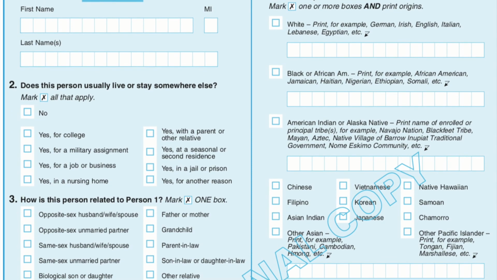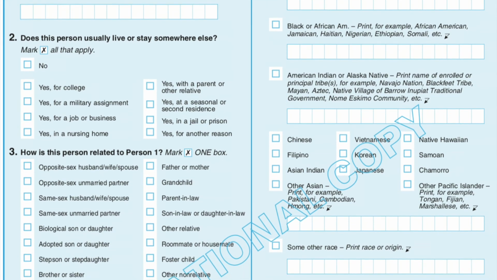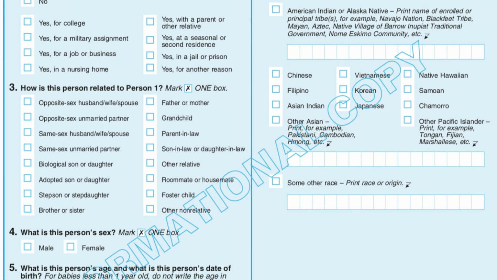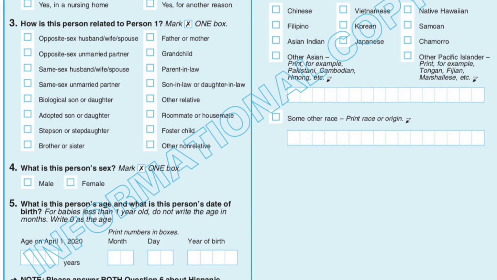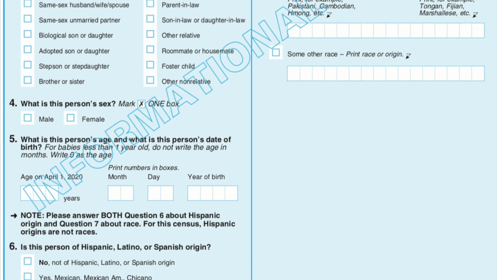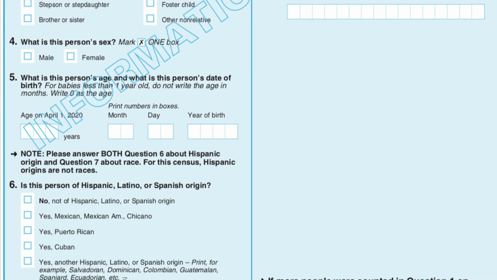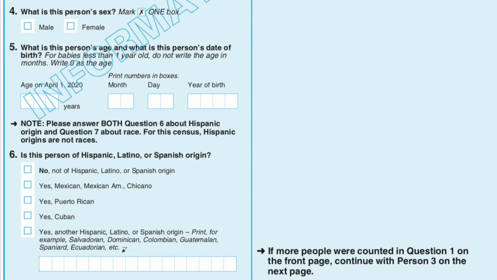That concludes the questions for person number 1. Now person number 1 will count for every other person living in that household as person number 2, 3, 4, however many until all the people in the house are counted for.